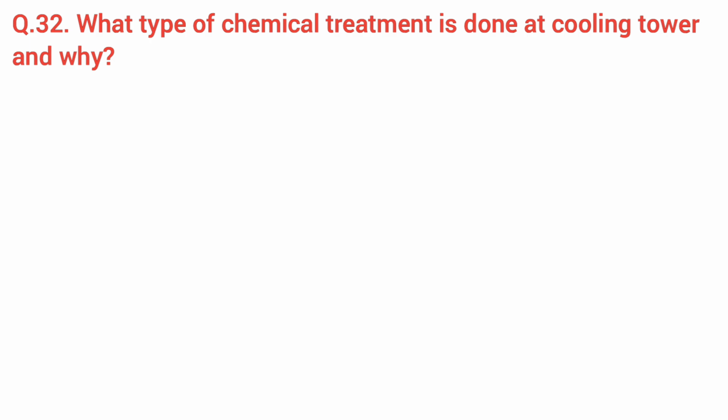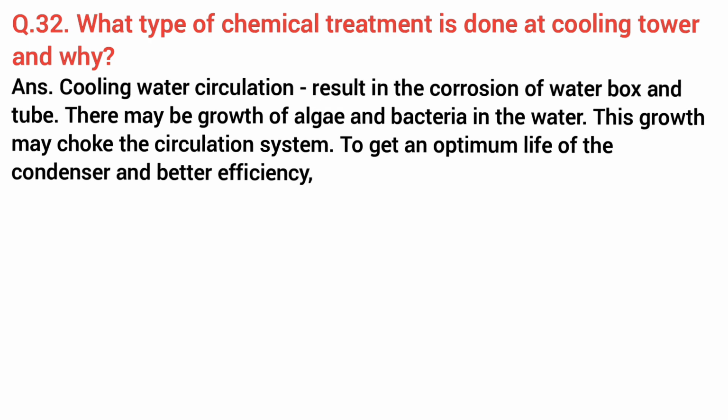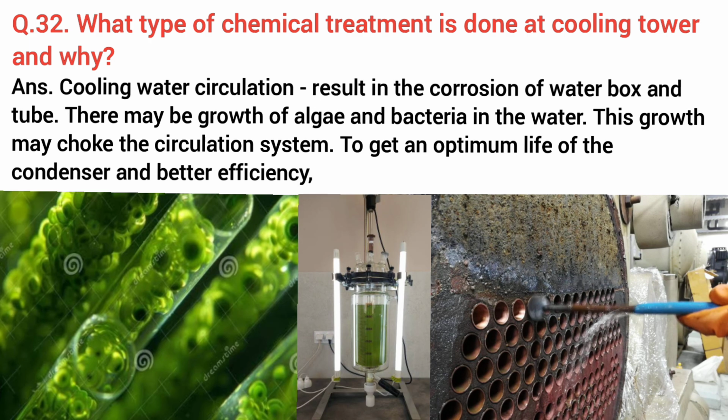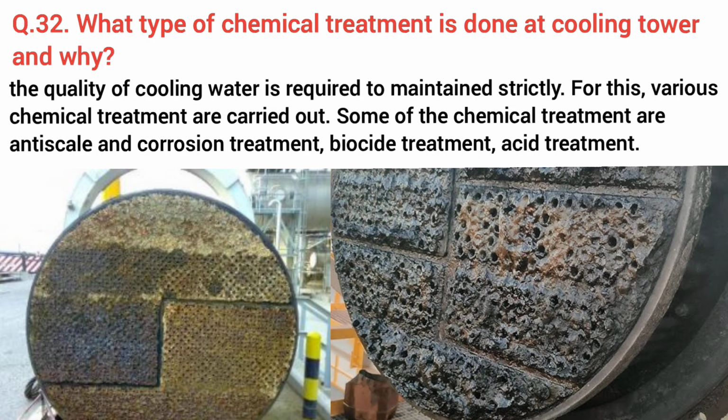What type of chemical treatment is done at cooling tower and why? Cooling water circulation may result in the corrosion of water box and tube. There may be growth of algae and bacteria in the water. This growth may choke the circulation system. To get an optimum life of the condenser and better efficiency, the quality of cooling water is required to be maintained strictly. For this, various chemical treatments are carried out. Some of the chemical treatments are antiscale and corrosion treatment, biocide treatment, and acid treatment.